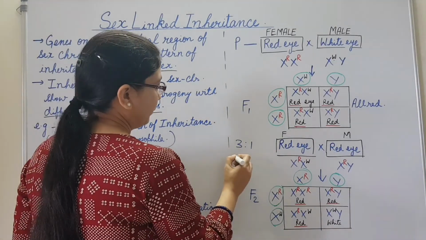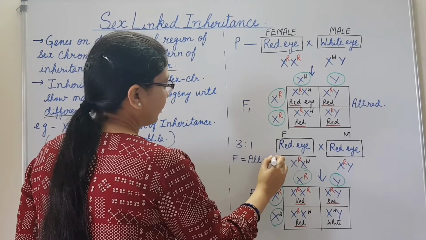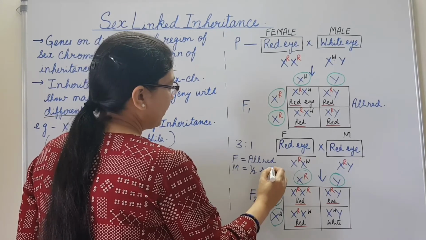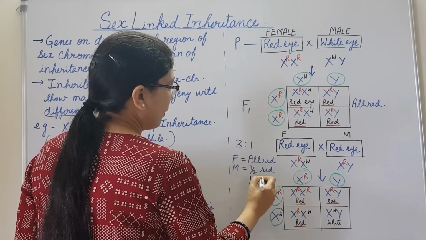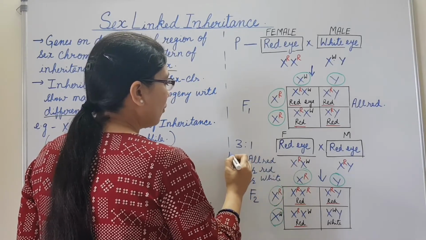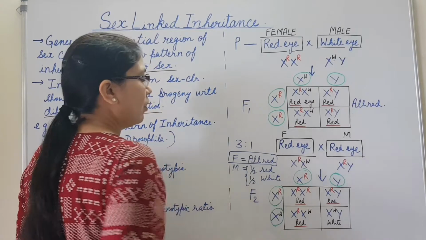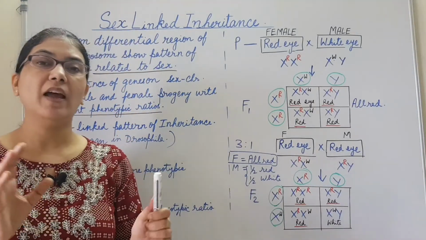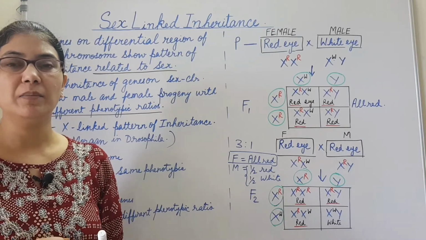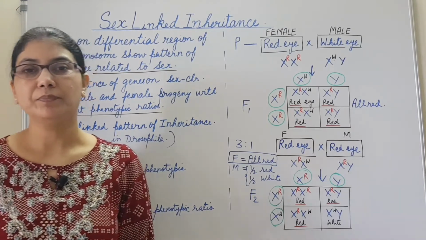But females are all red. In the case of males, half the individuals are red-eye and half are white-eye. So here the phenotypic ratio of females is different from the phenotypic ratio of males. So the X-linked genes, or the genes present on the sex chromosome, show a different inheritance pattern compared to the genes that are present on the autosomes.